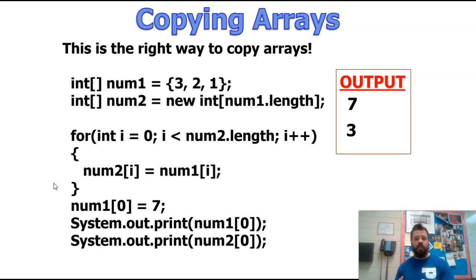Now, as far as which way to copy, it kind of depends on your situation. If you do actually want two separate arrays that don't affect each other, you do need to loop through them like this. But if you have a situation where you want to simply take one array and use it in another part of the program, that's where we could do the, we'll say, wrong way to copy it. We'll see examples of both as we go through this chapter.